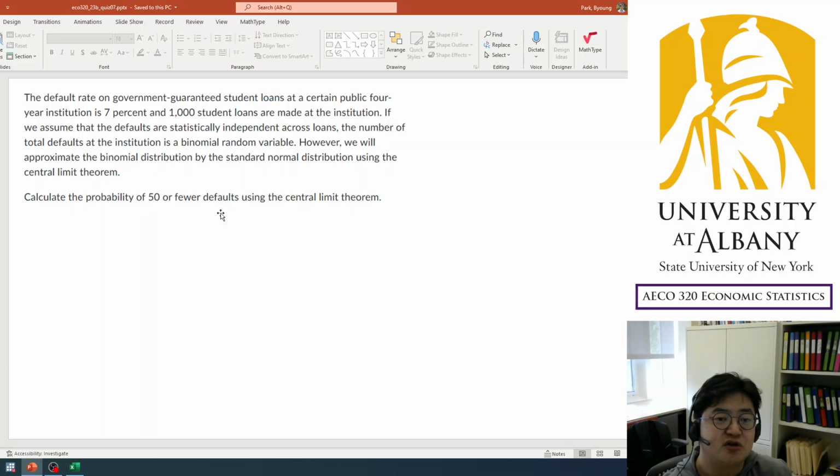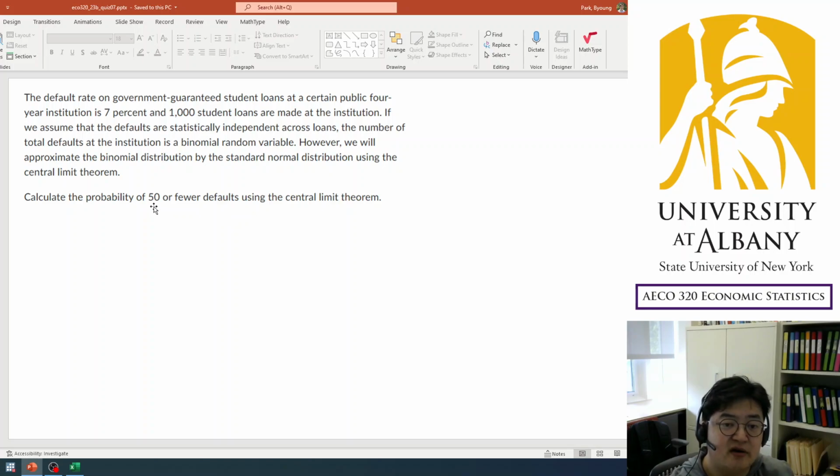Okay, maybe the last question. The default rate on government guaranteed student loans at a certain public four-year institution is 7%, and 1,000 student loans are made at that institution. If we assume that the defaults are statistically independent across loans, the number of total defaults at the institution is a binomial random variable. Okay? However, we will approximate the binomial distribution by the standard normal distribution using the central limit theorem.